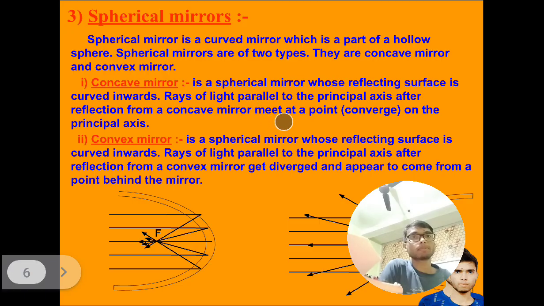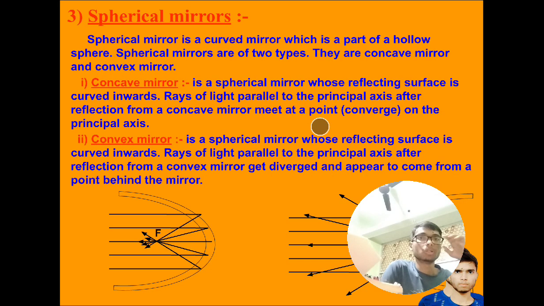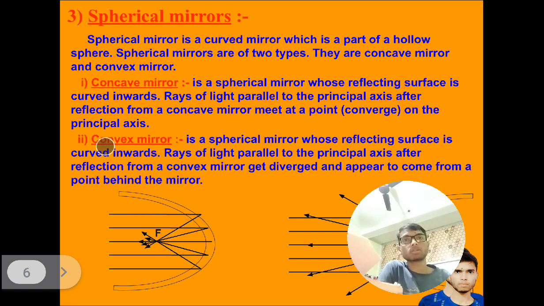Now, rays of light parallel to the principal axis. This is the principal axis, and these are parallel rays. After reflection from a concave mirror they meet at a point on the principal axis. Always remember, these parallel rays will meet after the reflection here, exactly on the focus, on the principal axis.